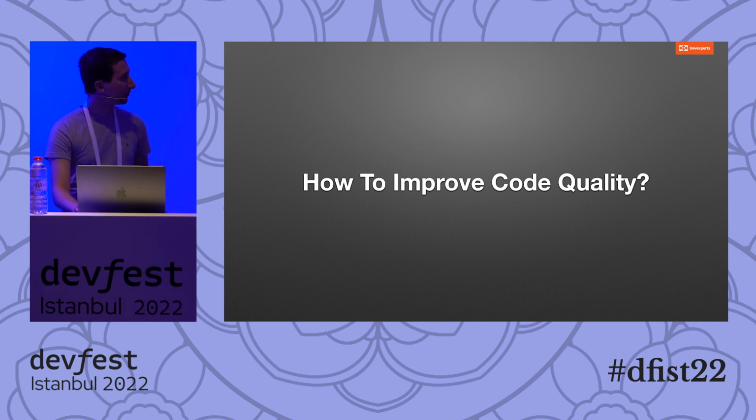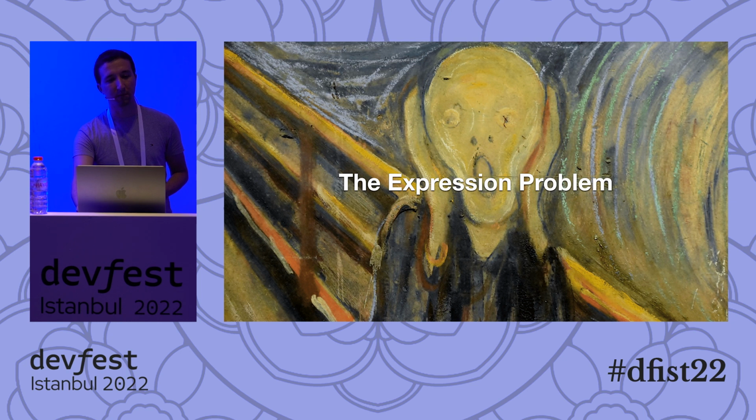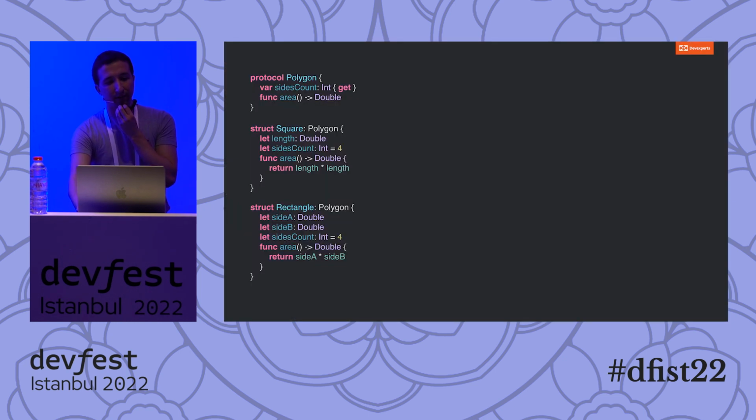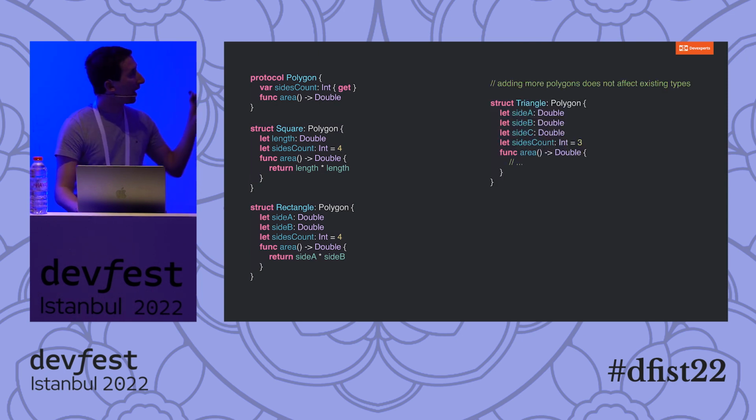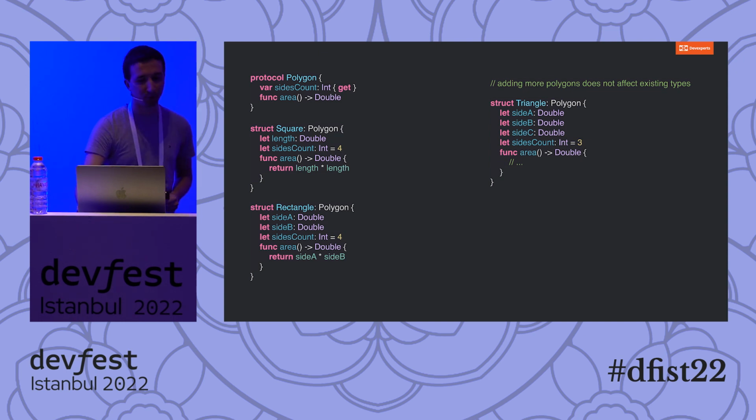First, I want to start talking about the expression problem. I'll give an example. Consider that I want to write a program to work with geometric shapes. So I might want to implement a protocol and a few structs using Swift. Fairly standard, right? If I want to add more shapes here, it's really easy. I just create another struct. It conforms to the protocol. Again, it works pretty easily. I don't need to change any of my existing code.